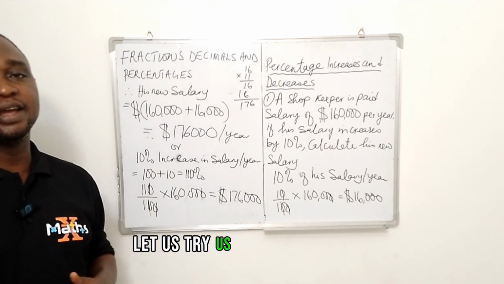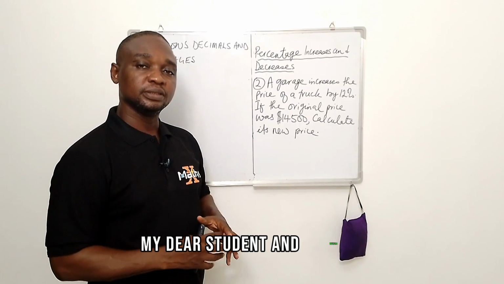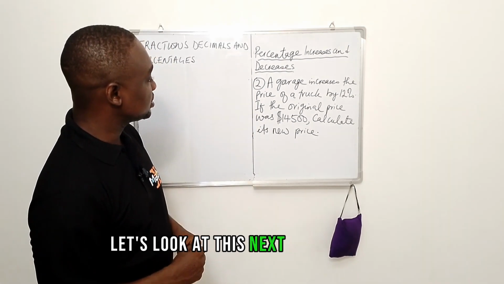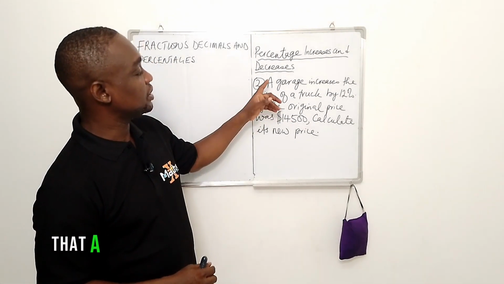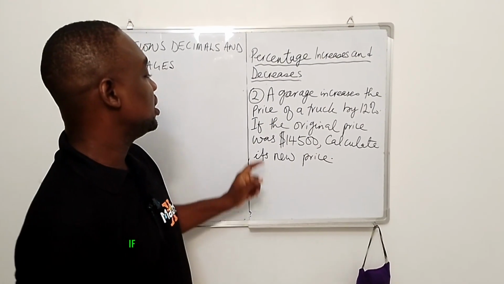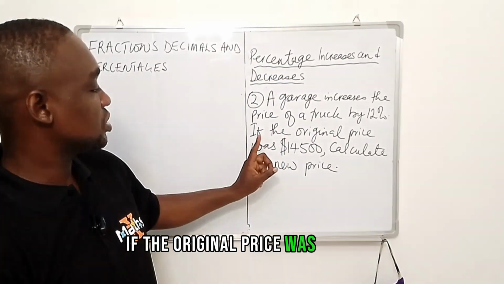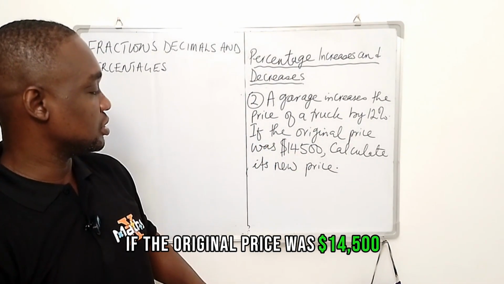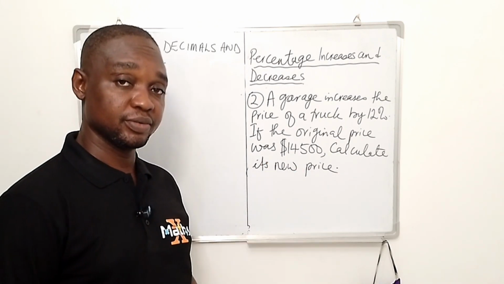Let us try a second example. My dear students and viewers, let's look at this next exercise here. A garage increases the price of a truck by 12%. If the original price was $14,500, calculate its new price.